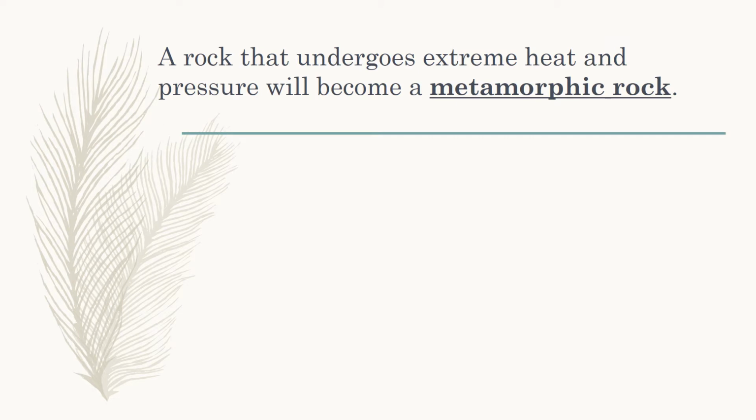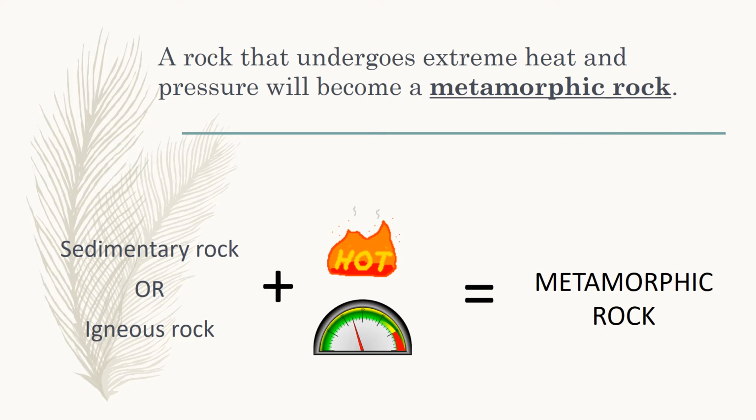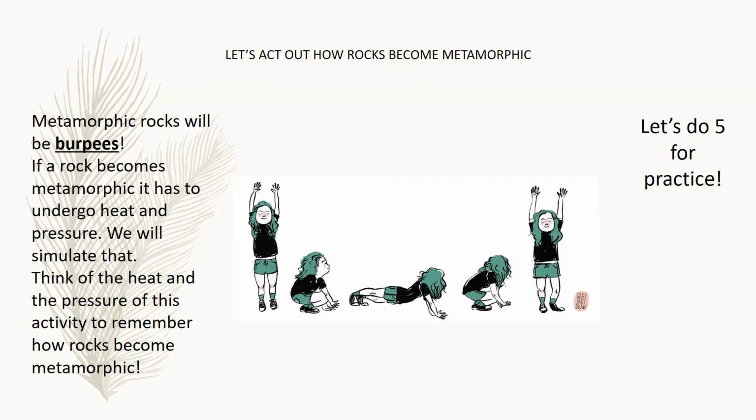So let's review one rock at a time. A rock that undergoes extreme heat and pressure will become a metamorphic rock. So, a sedimentary rock or an igneous rock plus extreme heat and pressure equals a metamorphic rock. So we're going to act out how rocks become metamorphic. And metamorphic rocks will be burpees.